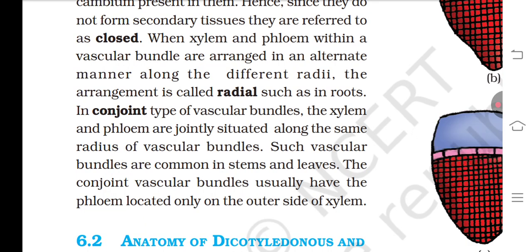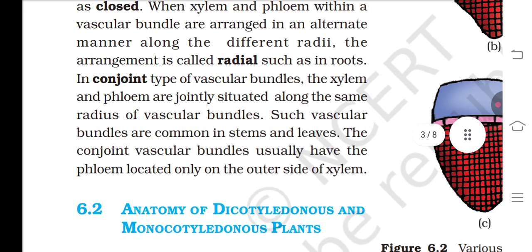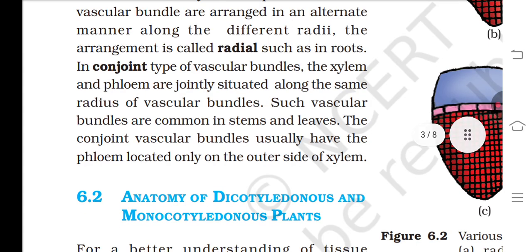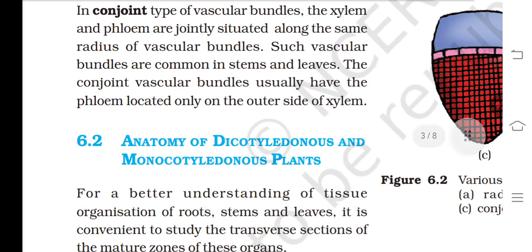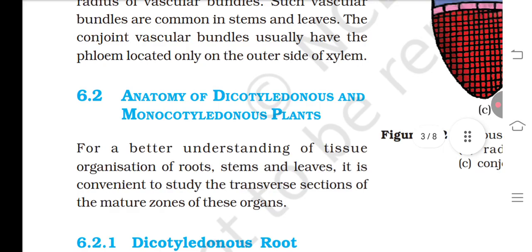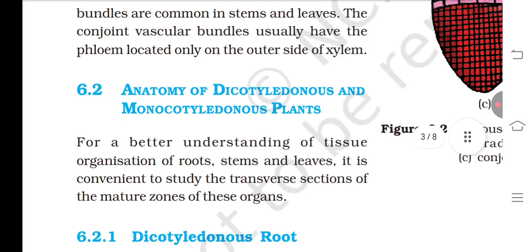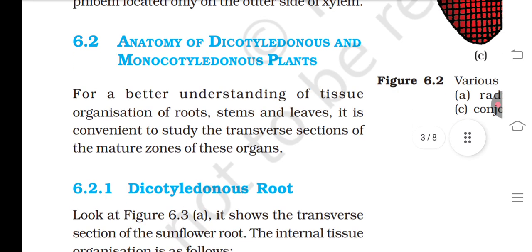When xylem and phloem within a vascular bundle are arranged in an alternate manner along different radii, the arrangement is called radial, such as in roots. In conjoint type of vascular bundles, the xylem and phloem are jointly situated along the same radius of the vascular bundle. Such vascular bundles are common in the stem and leaves. The conjoint vascular bundle usually has the phloem located only on the outer side of the xylem.